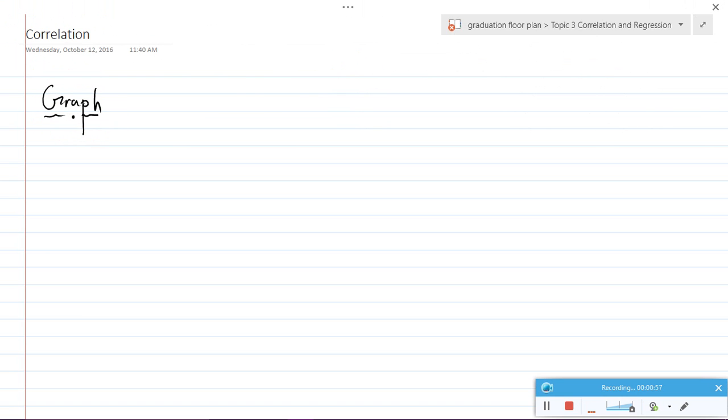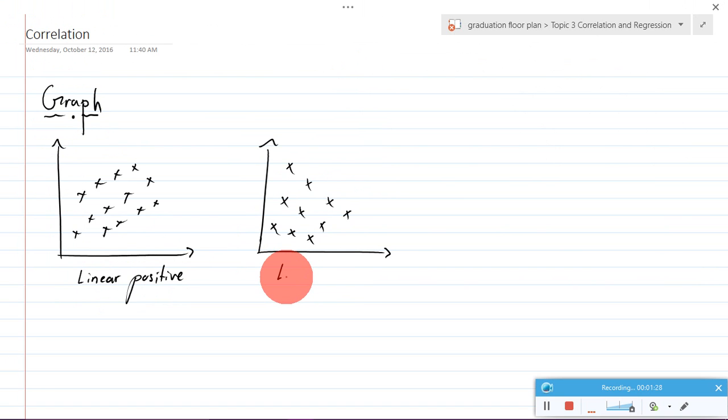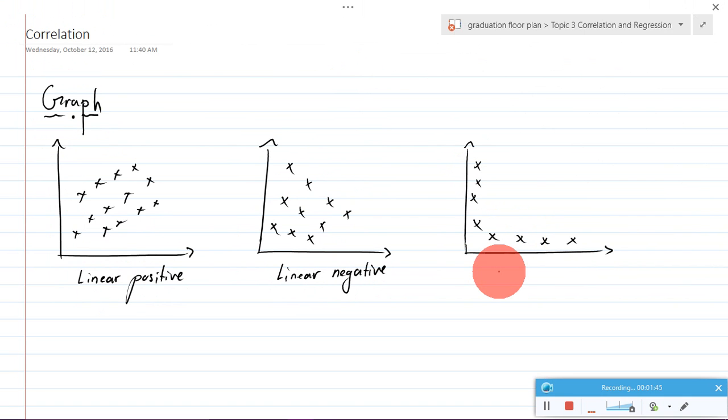So let's go for the graph section now. Yeah, still chapter 3.